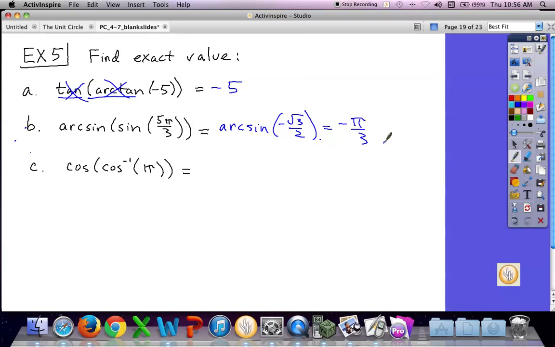Right. I was determining whether I can just cancel these two out and say the answer is 5 pi over 3. No, I can't do that because that's not between -pi over 2 and pi over 2. Now, what I can do, because I do know how to find the sine of 5 pi over 3, is do it, and then find the inverse of that. What you find is it's not equal to what we started with. So that property didn't work, but we were still able to solve it.